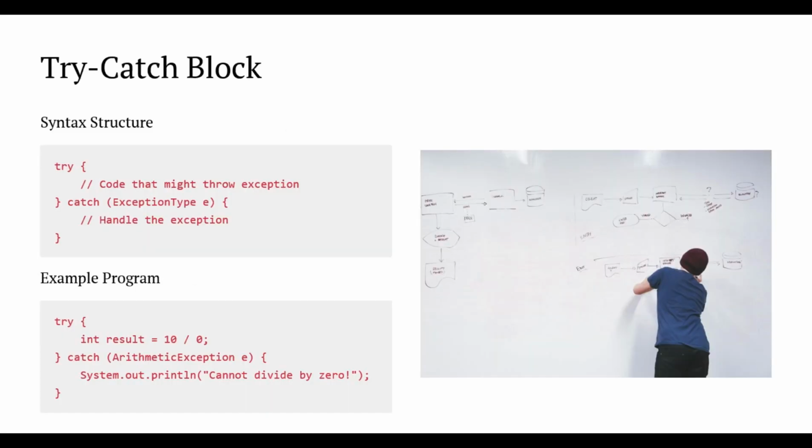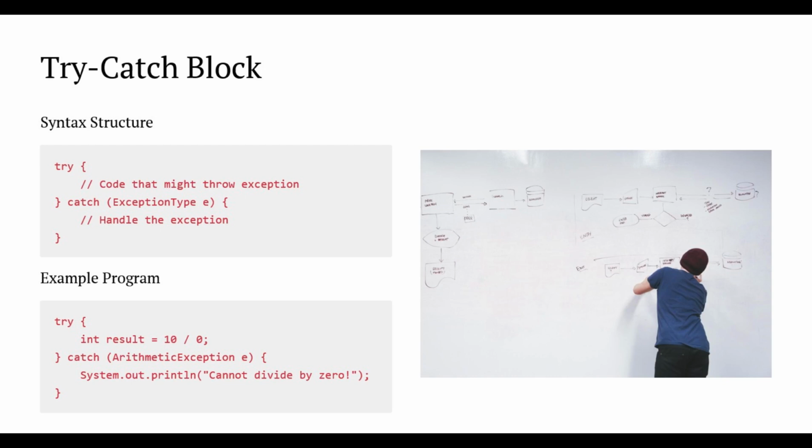Now, let us see how Java actually handles exceptions using the try-catch block. The idea is very simple. We put the code that may cause an exception inside the try block. If any problem happens while executing that code, Java will immediately stop that part and move to the catch block. The catch block will then handle the problem instead of letting the program crash. This is the syntax structure.